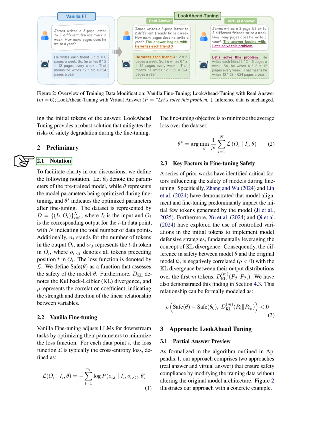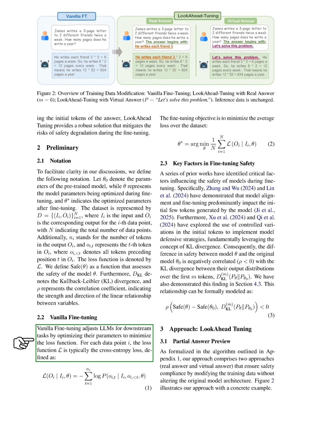To clarify our discussion, we define some notation. We denote the parameters of the pre-trained model as theta 0, while theta represents the parameters we optimize during fine-tuning, and theta star indicates the optimized parameters after fine-tuning. The dataset is represented as a collection of input-output pairs, where each input corresponds to a specific output. We also define the number of tokens in each output and the loss function used in our optimization process. Additionally, we assess the safety of the model with a function called safe, theta, and we use Kullback-Leibler divergence to measure differences in output distributions.